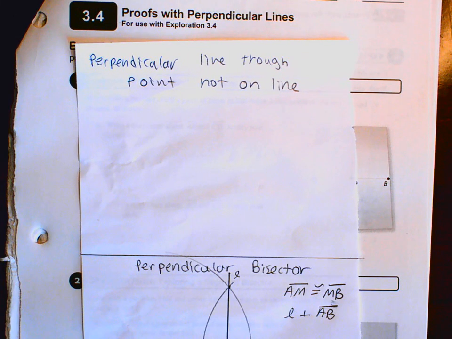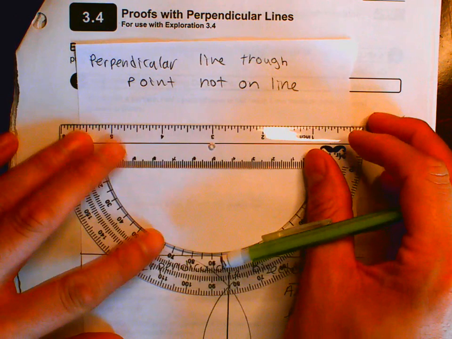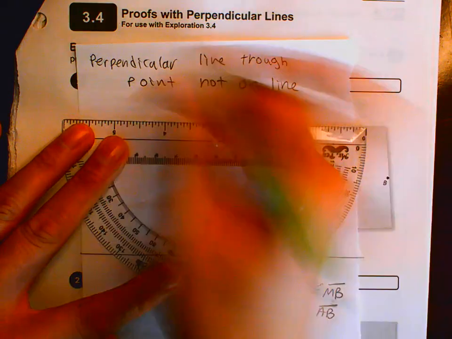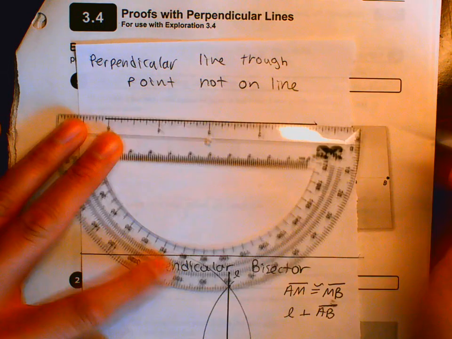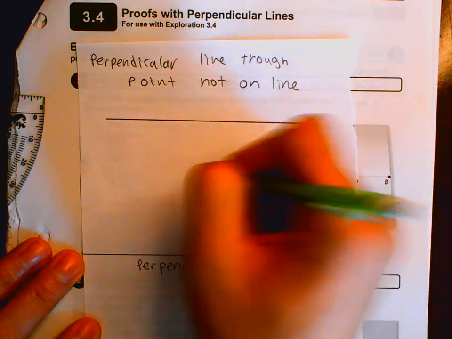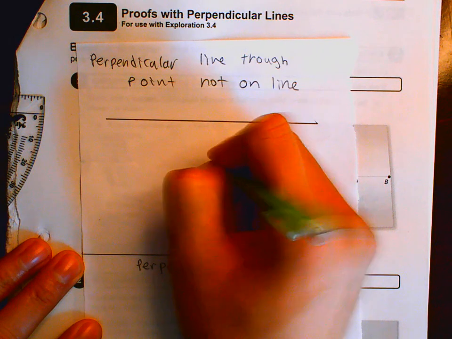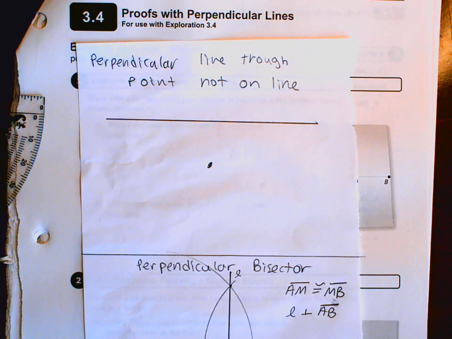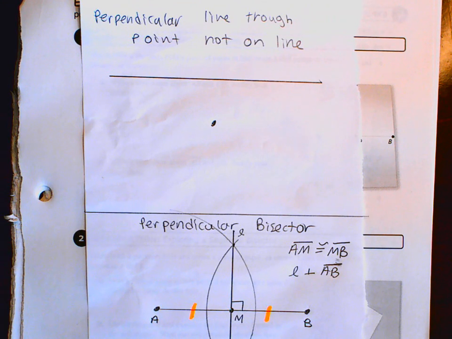It's called the perpendicular line through a point not on the line. So I want you to draw a line, a little bit above, and my point is going to be below the line. Now, if your point happens to be above the line, the construction is the same, guys. Just turn it upside down and do it the same way. I'm going to do it where my point is below the line, but if it's on the other side, just turn the paper upside down and do the same thing.